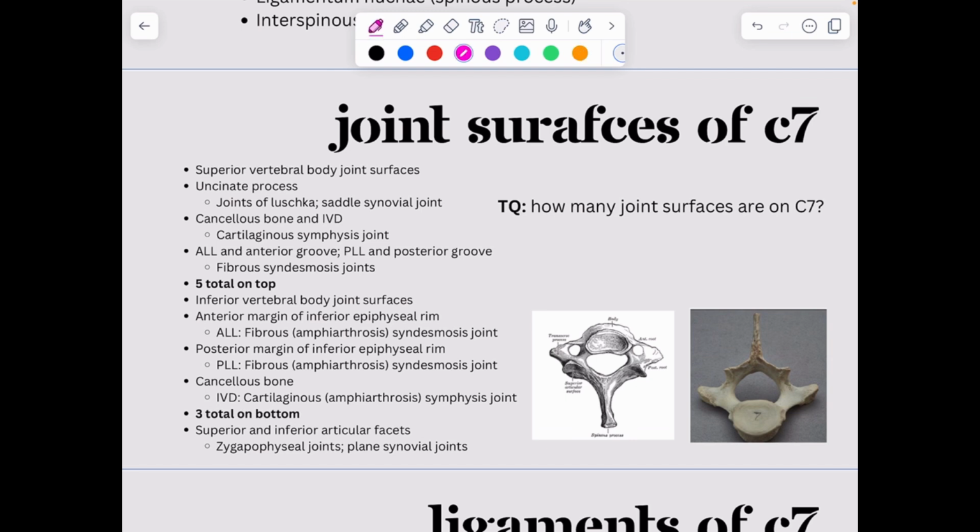So this question, tons of people miss this just because they weren't really thinking. So she could ask, how many joint surfaces are on C7? If she asks that, there's 10 total because of our superior and inferior articular facets. She may just ask how many joint surfaces are on the body. That's 8. So be sure you're really reading those questions and thinking about where she is talking about.